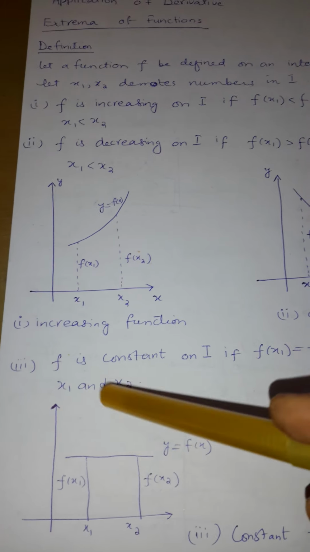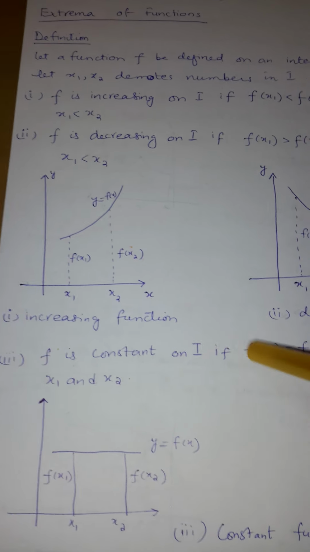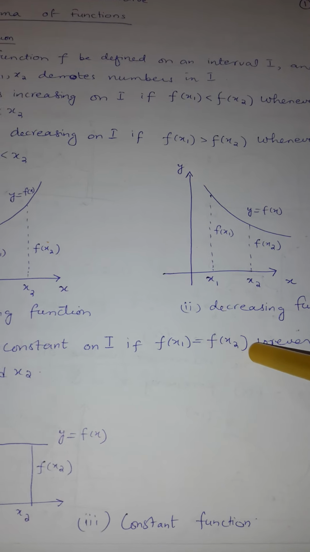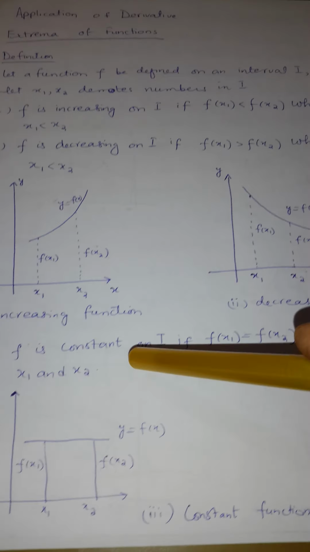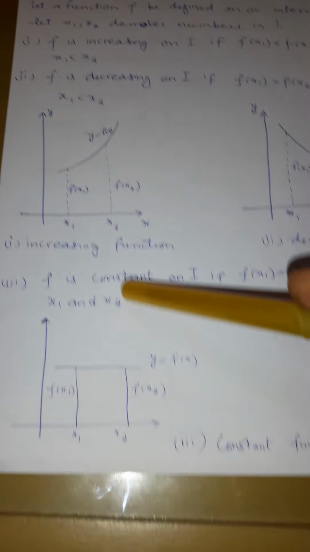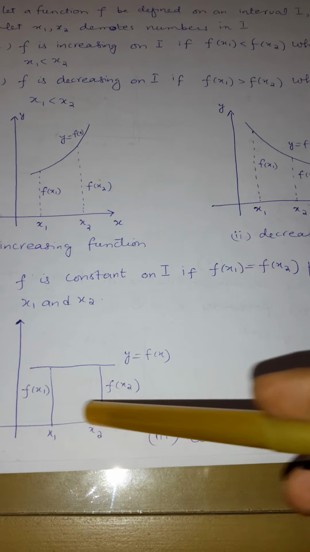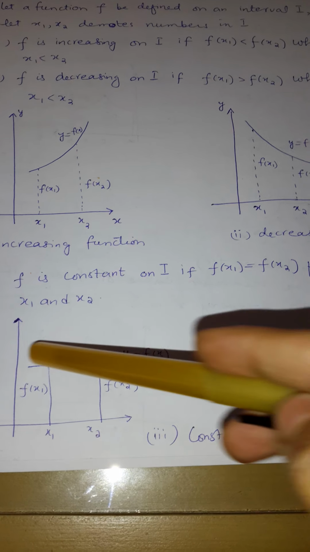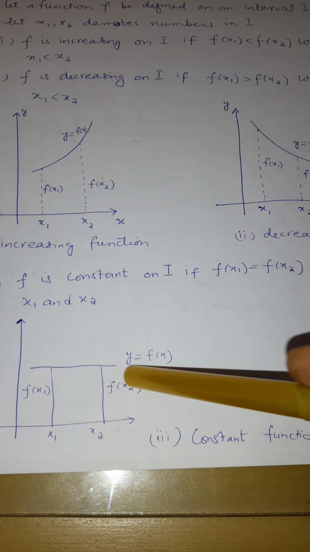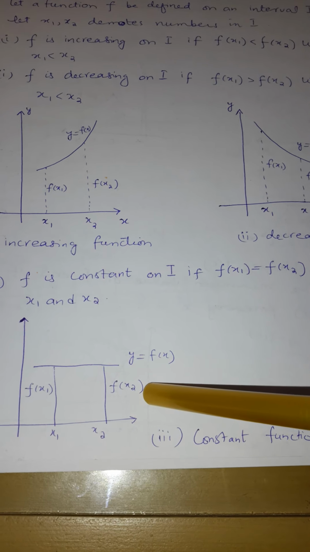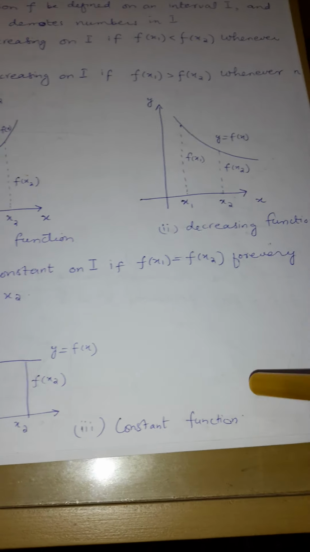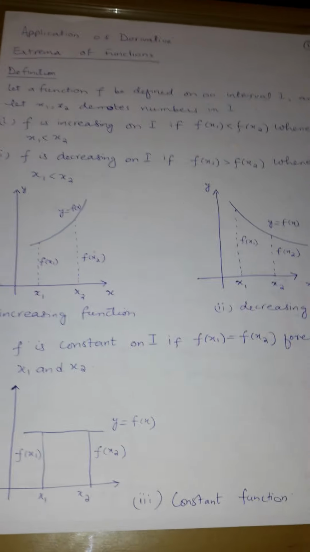Then we say f is constant on interval I if f of x1 is equal to f of x2 for every x1 and x2. In this case, at the point x1 and at the point x2 the function has the same values. F of x1 is equal to f of x2. So this is your constant function.